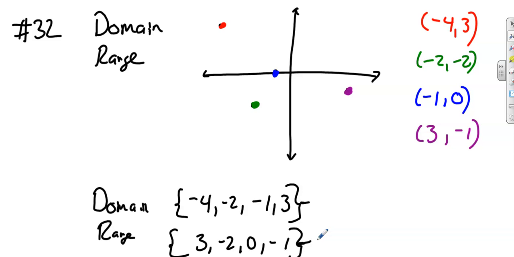And domain and range, that's pretty much about it. It's just knowing that domain is your X and the range is your Y, and just pull out those individual numbers from every ordered pair that they give to you.